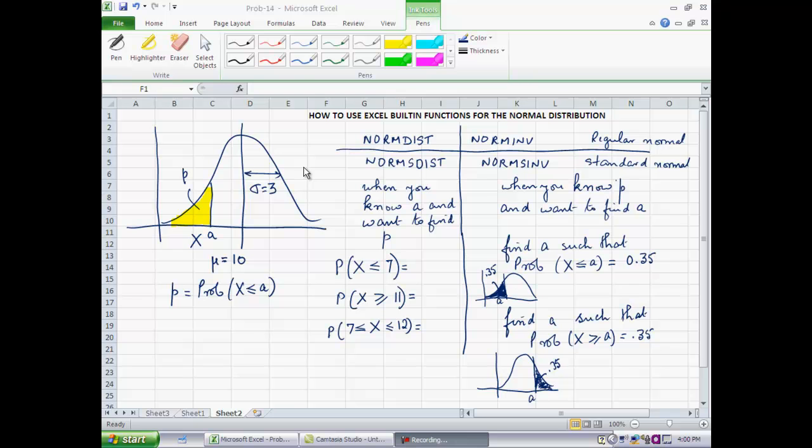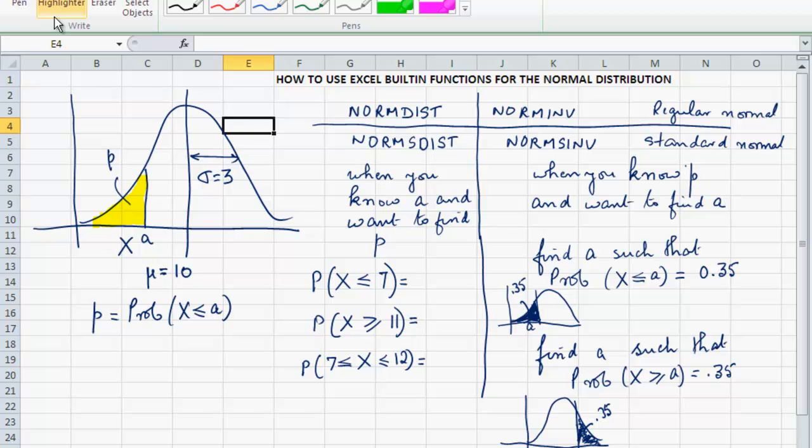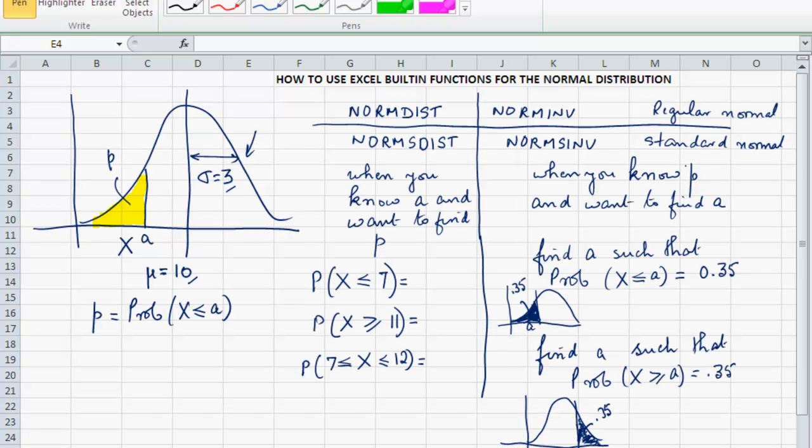So consider a general normal distribution that's given to you over here. It's a normal distribution with a mean of 10 and a standard deviation of 3. So how do you do probability calculations? Just for our reference, to help us with the discussion, notice these two letters that I provide, the letter A and the letter P. A is simply a position on the x-axis, and P is the area under the normal distribution to the left of A. The shaded yellow portion, its area is represented by P.